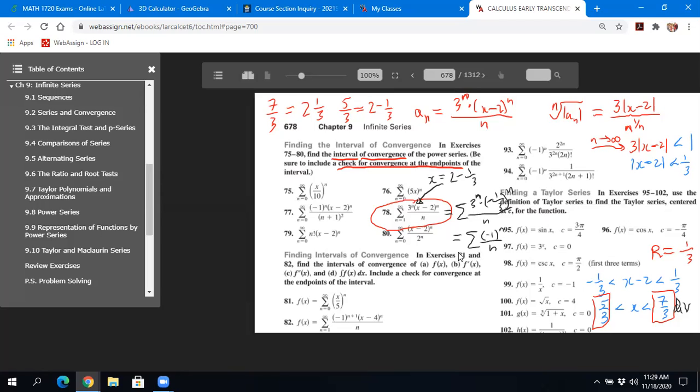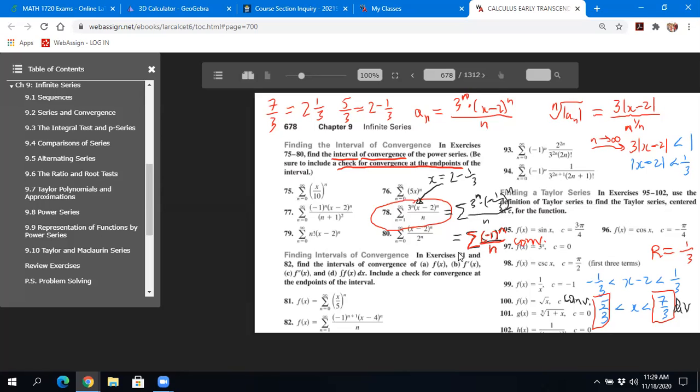And what's true about that series? So in the end, if I plug in that value of x, I get the sum of minus 1 to the n over n. That's the alternating harmonic series. And what's true about that? That thing converges. Okay, so at the left endpoint, I actually have a converging series.